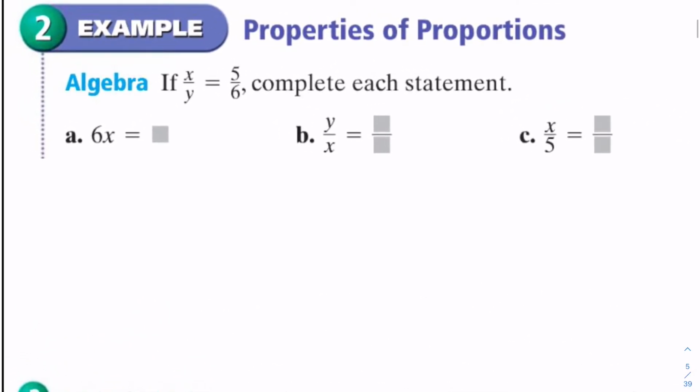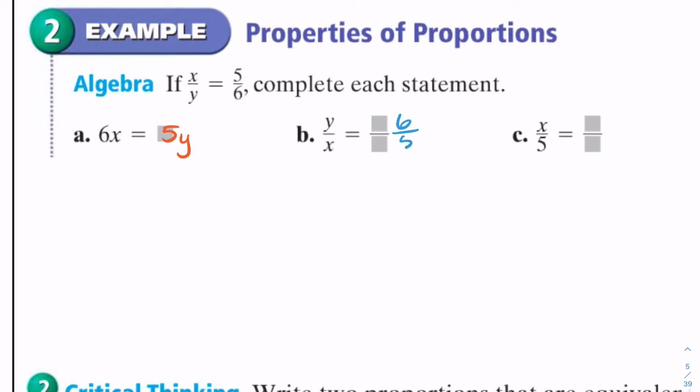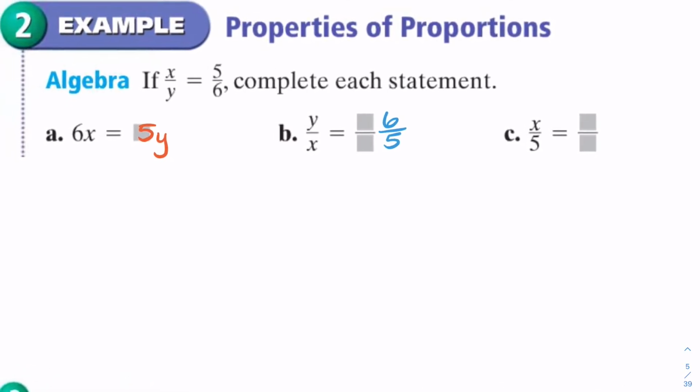So this is just saying it wants us to complete each statement. So the initial statement is x over y equals 5/6. So it appears that they did the cross product property for the first one. Looks like they did x times 6 to get 6x. So now we have to do 5 times y to get 5y. And we are done with that problem. Okay, this next property, it appears that they flipped x and y. So we just have to flip 5 and 6. And we're done with that one.